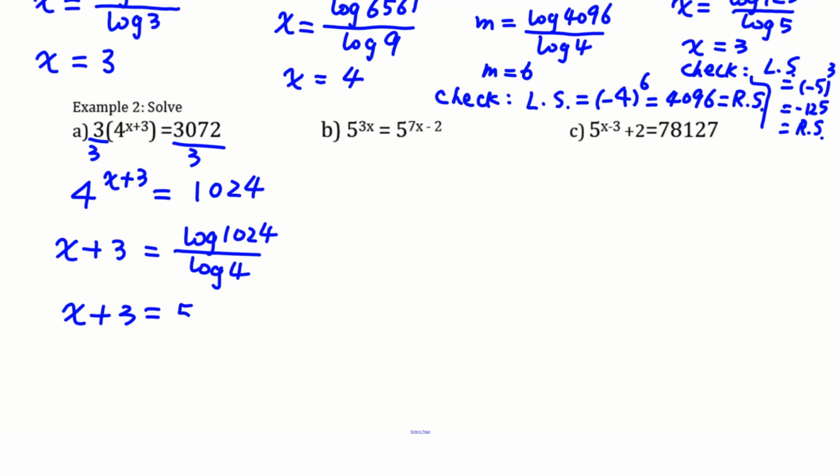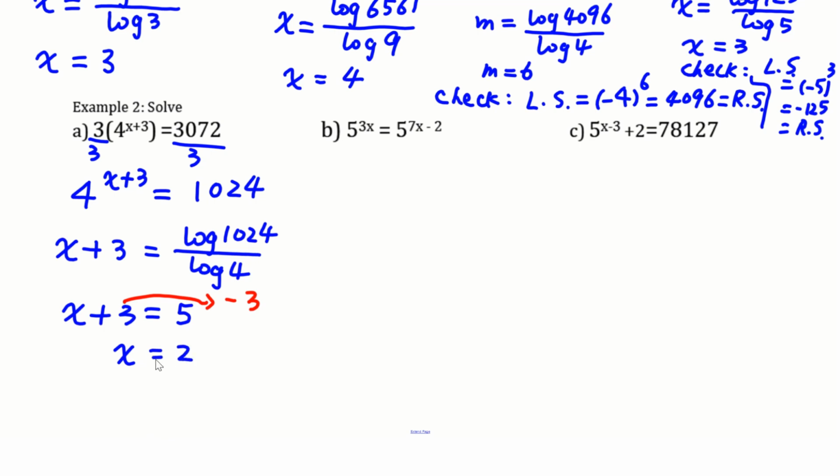Then this is a linear equation, so we are going to isolate x, moving the numbers to the other side by doing the opposite operation. Plus 3 becomes minus 3, so x equals 2.